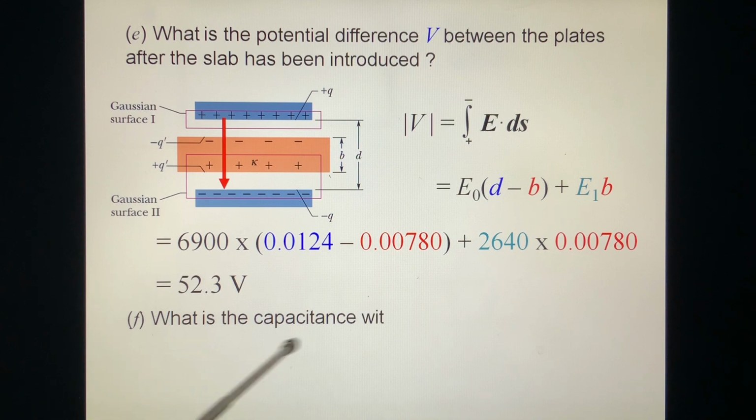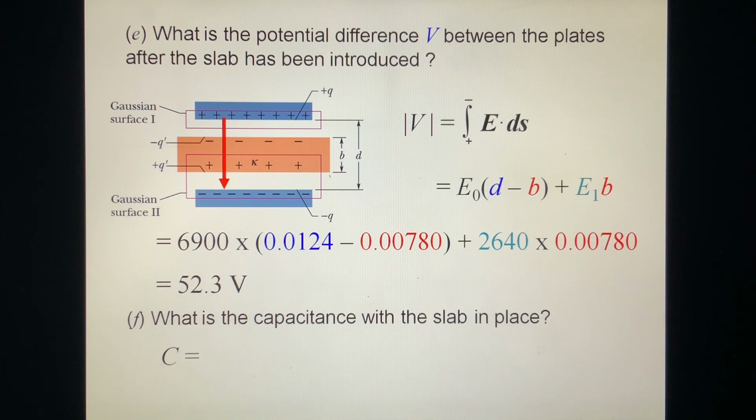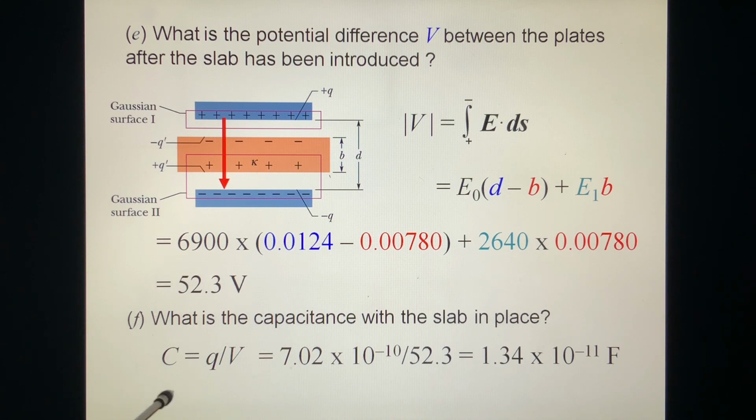Question F. What is the capacitance with the slab in place? This should be C equals Q over V. We have Q, we have V, and we put the numbers inside. Remember, in this case we cannot calculate C equals C0 times kappa, because the dielectric does not cover all the space. So we have to do it this way. It's 13.4 picofarad.